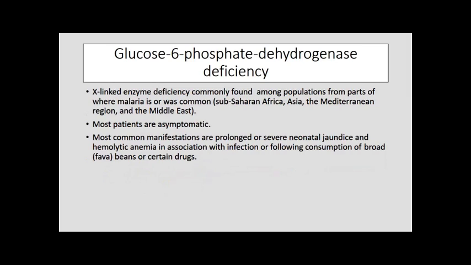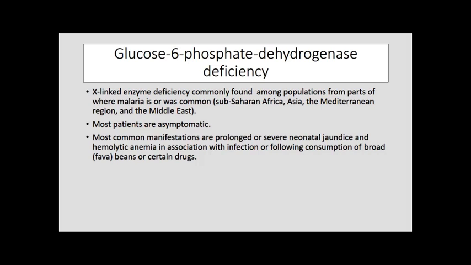So we're going to cover here one of these conditions that is called glucose 6-phosphate dehydrogenase deficiency. Okay. This is a condition that is an X-linked disorder. Some cases have autosomal recessive inheritance, but that is very rare. Most cases are X-linked deficiency, so it's more common in males, of course.